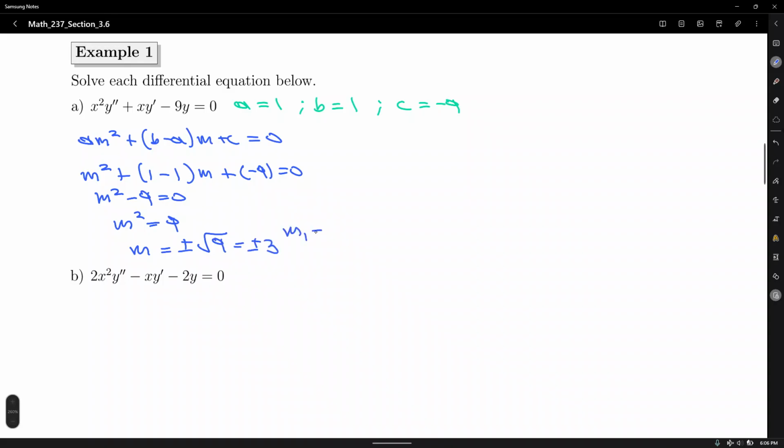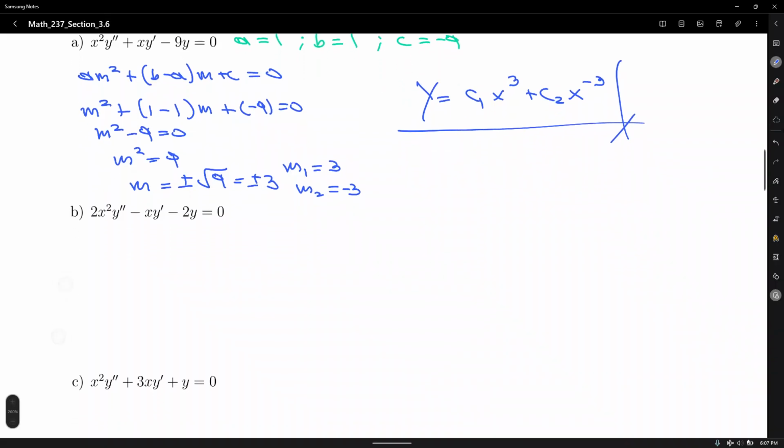So m1 equals 3 and m2 equals negative 3, or m1 negative 3 and then m2 equals positive 3. It doesn't matter. In the end, it's a superposition of solutions, and we are adding these terms, so it doesn't matter which one you write first. Okay, so y equals c1 x to the third power plus c2 times x to the negative 3 power. Final answer.